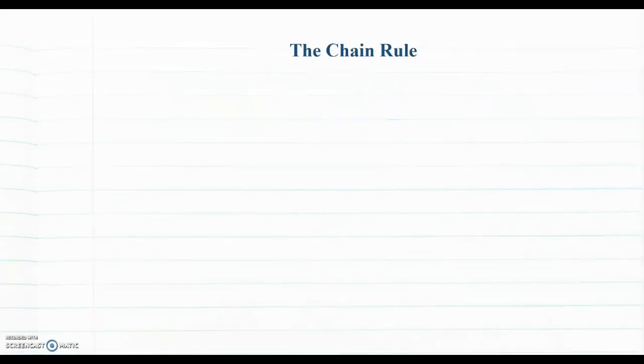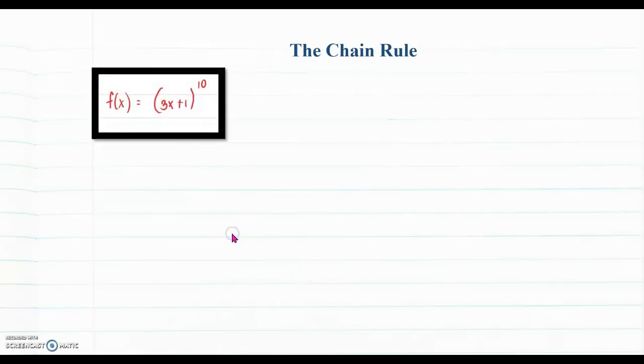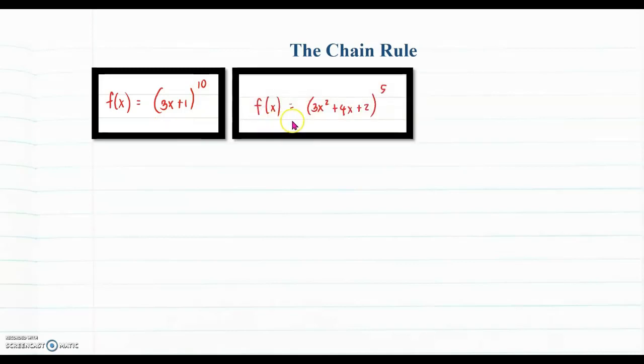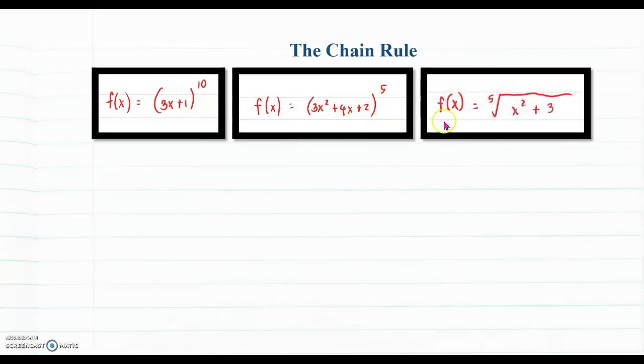In the introduction, we have observed that the power and the product rule are not always efficient methods to find the derivative of a power of a polynomial. For example, we have f(x) = (3x + 1)^10, f(x) = (3x^2 + 4x + 2)^5, and f(x) equals the fifth root of x^2 + 3.